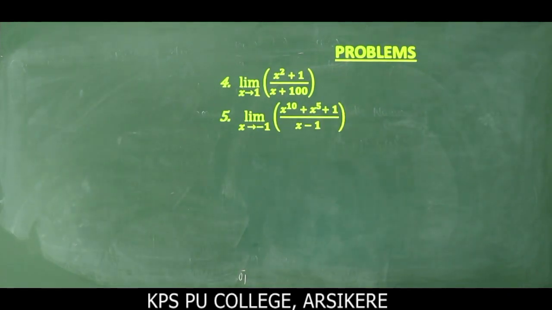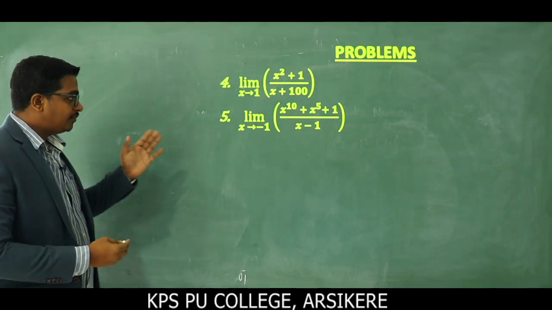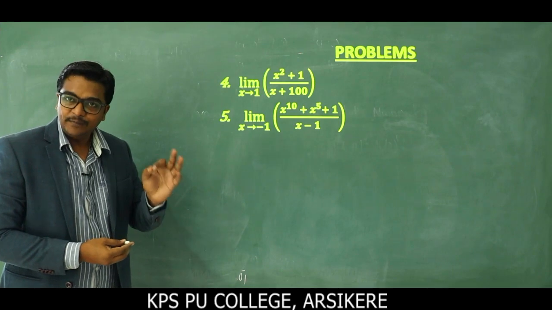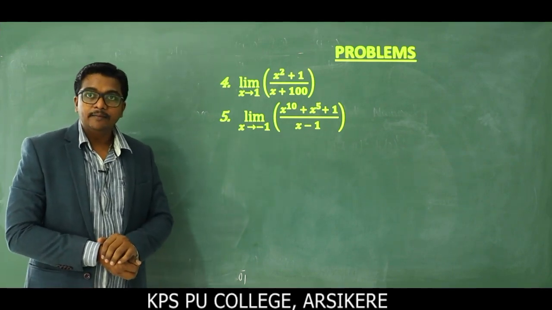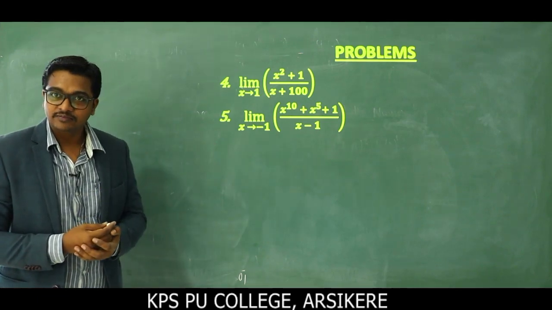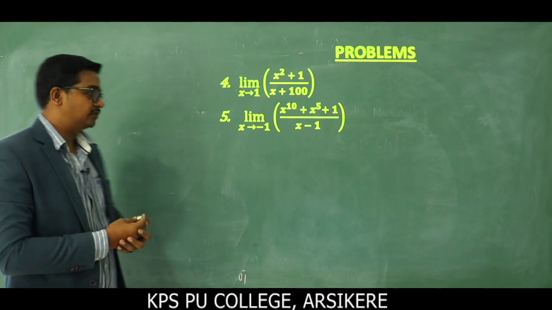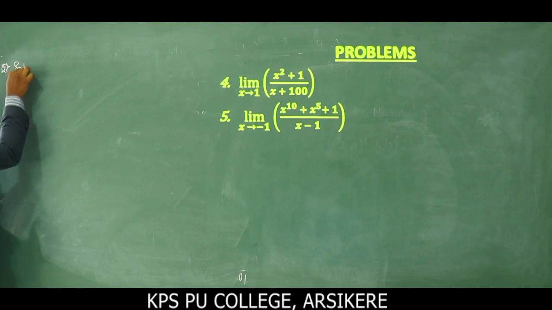Now dear students, we are moving to the next problem. Problem number 5. Here the given limit is, as x approaches minus 1, of (x to the power 10 plus x to the power 5 plus 1) whole divided by (x minus 1). Fourth one, sorry, fifth one. Solution.